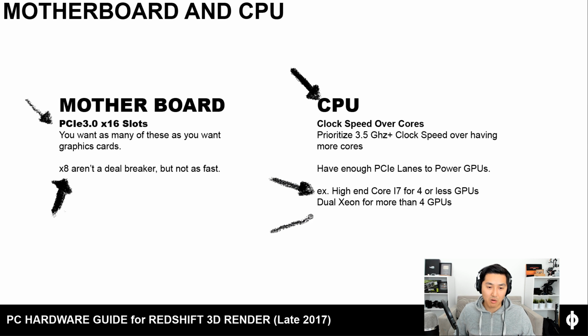And if you're going to power more than 4 GPUs, because you're crazy, you're going to want a dual Xeon setup for the CPU and the motherboard, of course, as well. So you need to have enough PCI lanes in your CPU to power the GPUs, and then on the motherboard, you need to have enough PCI 3 slots. And I don't know enough about the different models of the CPUs and motherboards to give examples, but you guys probably do. But these are the specs you need for Redshift.